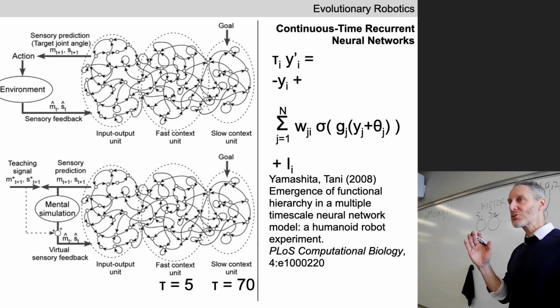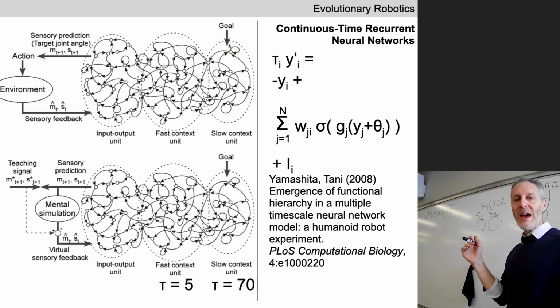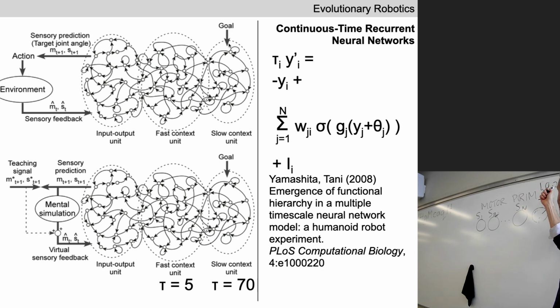You can see the fast ones are all wired up. The members of the symphony can hear each other while they're playing, but they are also wired up to the slow neurons. They can hear the conductor as well. Now it is only the conductor that receives the goal signal or the teaching signal.